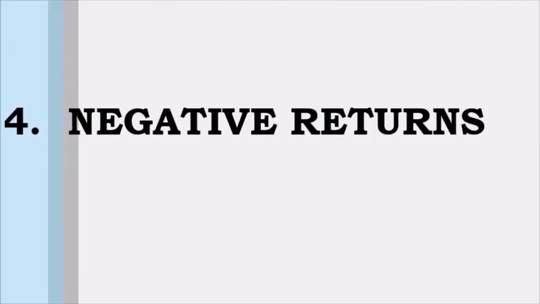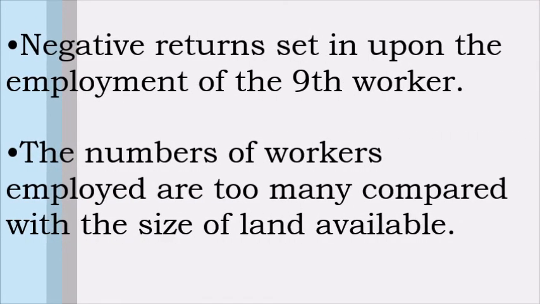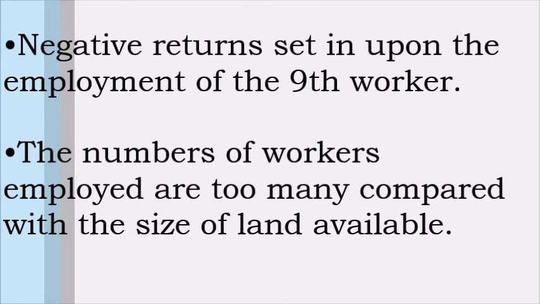Negative returns. Negative returns sets in upon the employment of the 9th worker, the negative returns values being -5 and -10. Negative returns are actually part of diminishing returns. The numbers of workers employed are too many compared with the size of land available. The fixed factor contributes so little to production and it needs to be replaced or revamped.